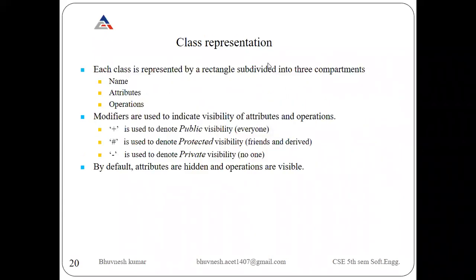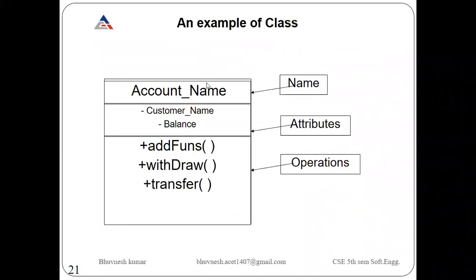Then further, a class diagram is there, and in a class diagram there is the name of the class, there are attributes of the class, and further there are operations. And this minus symbol is used for a private access specifier, meaning customer name is private, balance is private. Plus and plus is used for public. These functions are publicly accessed. Okay, this is your class diagram.